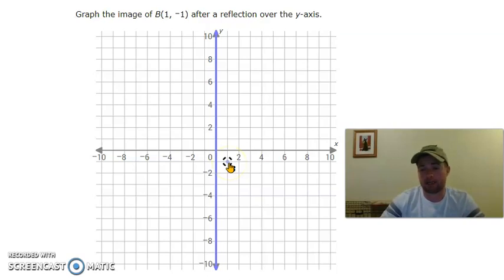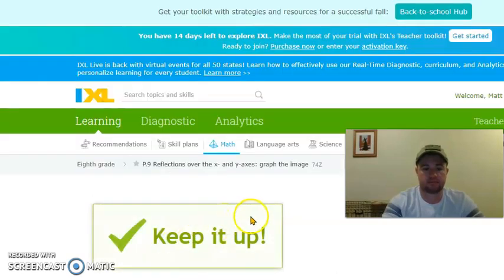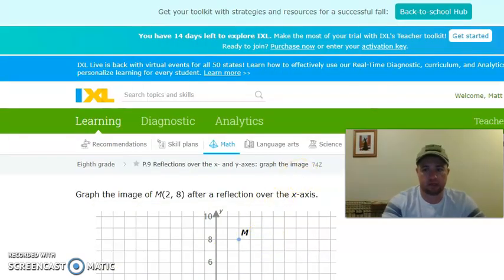Now remember what I said. When I'm standing in the mirror, if I'm standing a foot away from the mirror, my reflection in the mirror looks like I'm standing a foot away because it's a perfect mirror image. So, if this dot is 1 away from the mirror, when it reflects over the y-axis, it's also going to be 1 block away. We'll look at another one.